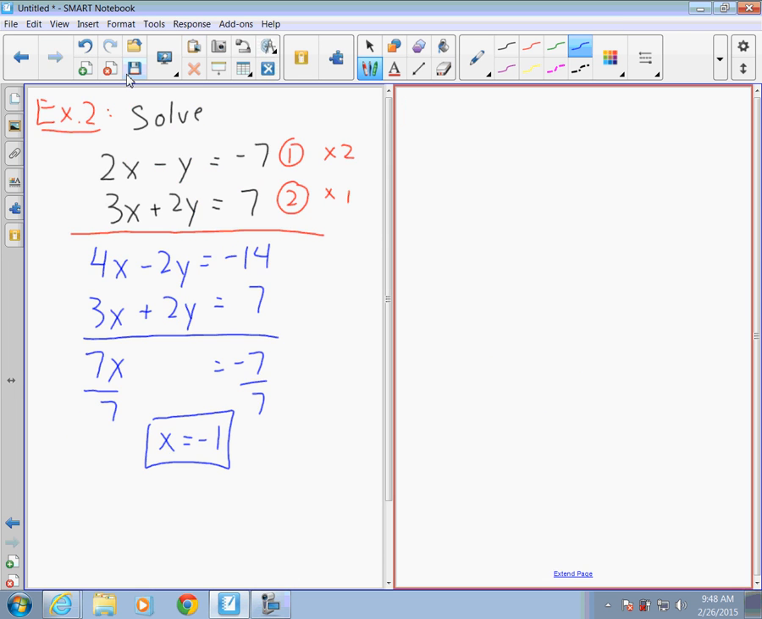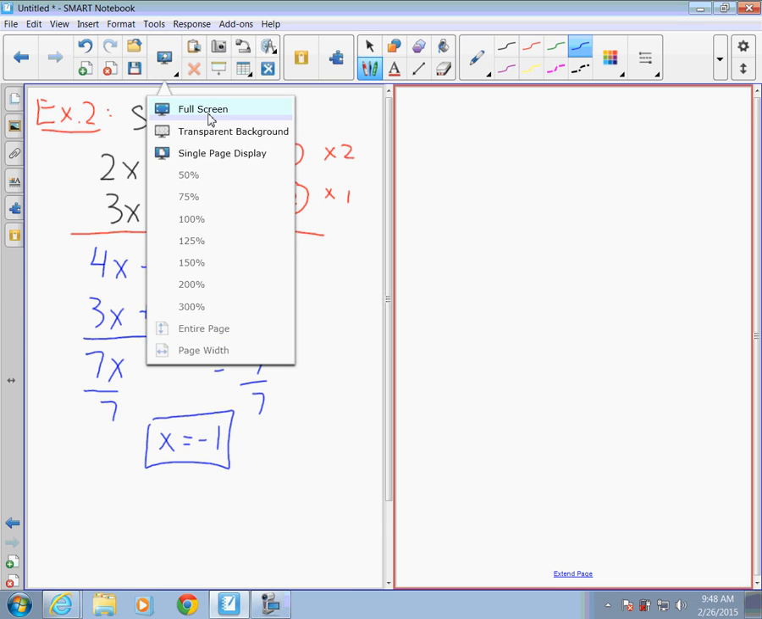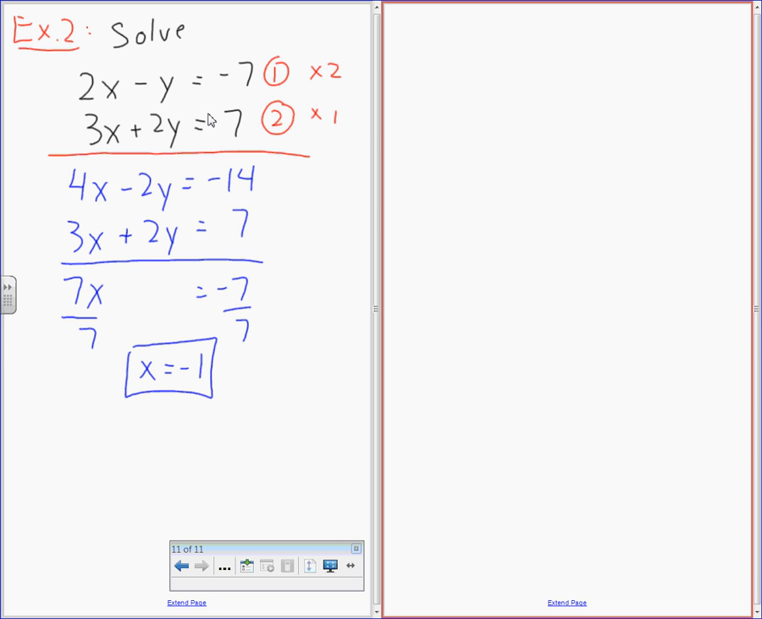You can sub into either equation. I'm probably going to choose number 2 here, only because everything's positive. Okay, so I'm going to sub x equals negative 1 into 2. So that changes to 3 bracket negative 1 plus 2y is 7. I'm going through this fairly quickly, I know. But don't worry, you guys are going to get another chance to do one of these.